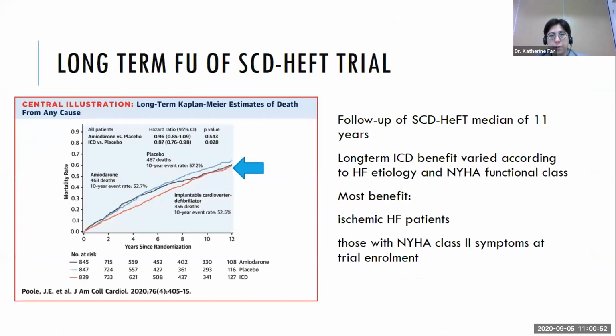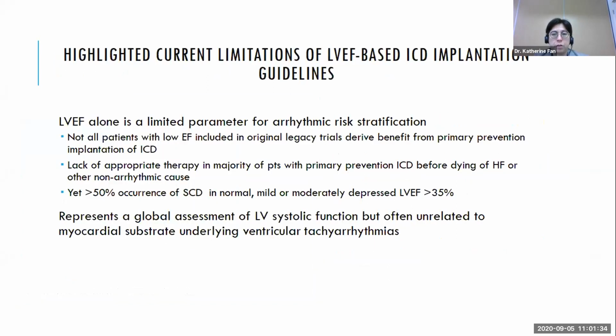Another study was just published, the long-term follow-up of the SCD-HeFT trial, just earlier this year in the JACC. They also found that the long-term ICD benefits vary according to the heart failure etiology and New York functional class. The most benefit comes from those who are ischemic heart failure patients and those who are New York functional class 2 at trial enrollment. Interestingly, beyond year 10 of ICD therapy, both the ICD and the amiodarone seem to converge and have similar results on long-term follow-up. So this raises the question of whether we can just use left ventricular ejection fraction alone as a parameter for arrhythmia risk stratification.